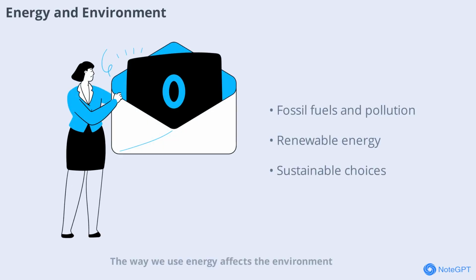The way we use energy affects the environment. Burning fossil fuels releases greenhouse gases, leading to climate change. Switching to renewable energy sources and using energy wisely can reduce our environmental impact. Understanding this connection helps you make responsible choices for a sustainable future.